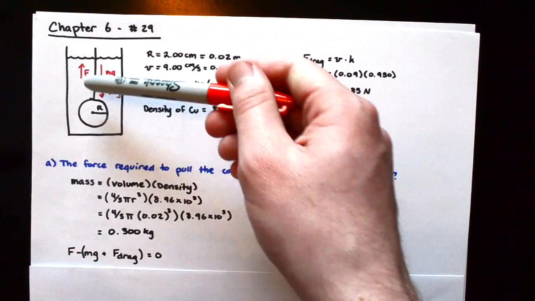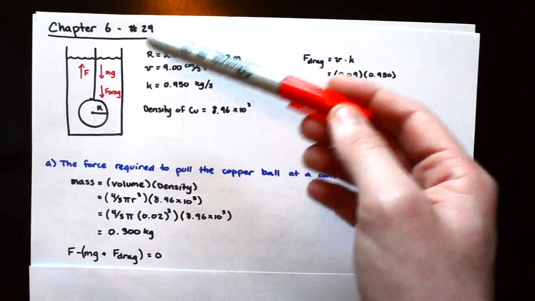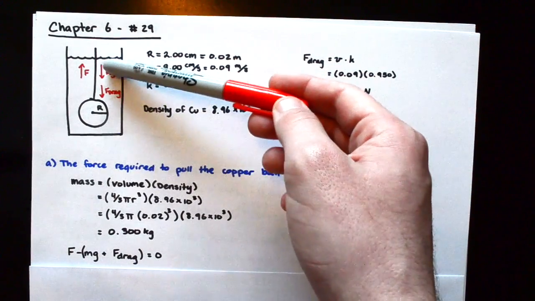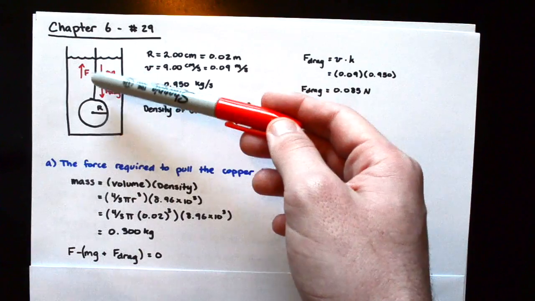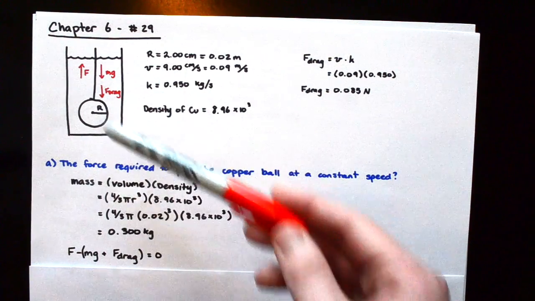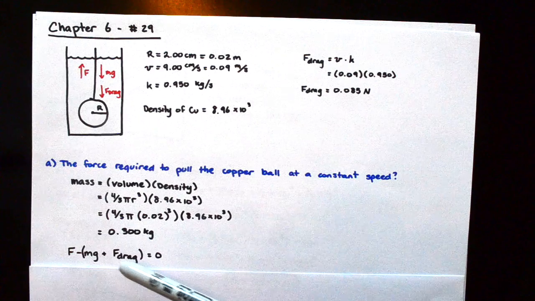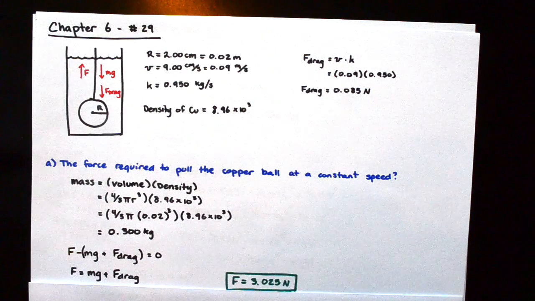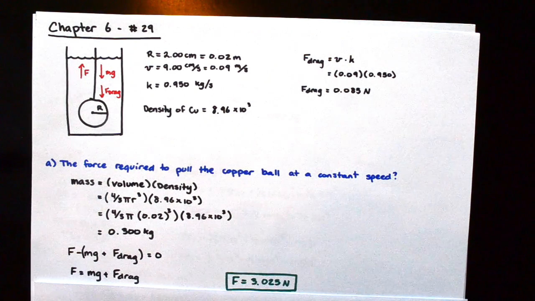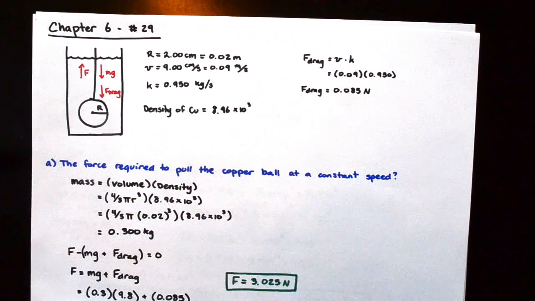So we know that there's a force pulling upwards we're trying to determine, and that is going to subtract the gravity force, m times g, and the F drag, and since this is currently not accelerating, it's going to equal 0. So we know that the force pulling upwards is going to equal mass times gravity plus F drag. And when we plug everything in, the force required to move the ball is going to be 3.025 newtons.